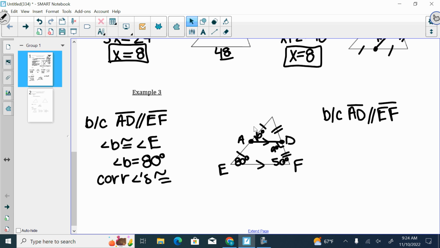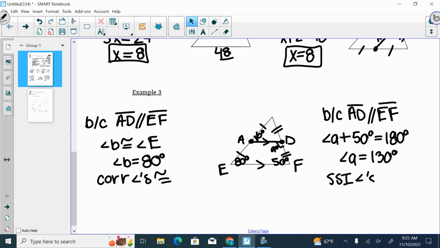Very good. Okay. So what does same side interior mean? Supplementary. Okay, so angle A plus angle F, which we know to be 50 degrees, has to equal 180. So what does that mean that angle A is? Good. Because like you guys said, those are same side interior angles, which are supplementary. Very good.